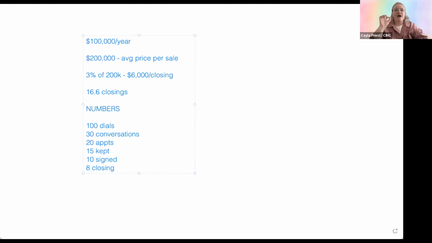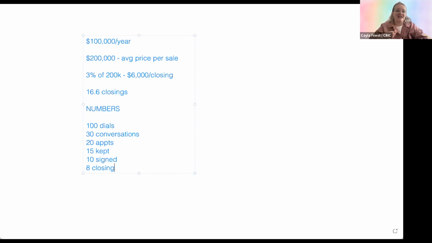So 100 dials gets me 8 closings, and I want to do 16 a year, or 16, let's say, a quarter, or whatever it may be. Because these are nice, easy round numbers, these numbers really don't make as much sense as they could. This is just how you figure it out. If I need to do 16 and a half closings to make my $100,000 a year, and it takes me 100 dials to get 8 closings, I know how many overall dials I need to do per year to get me to my $100,000.